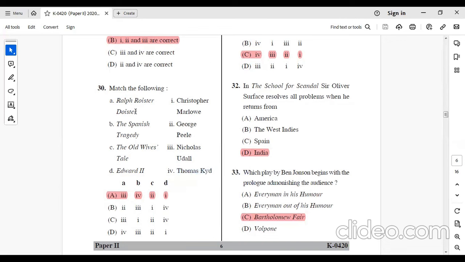Repeat once again. Ralph Roister Doister, Nicholas Udall. The Spanish Tragedy, Thomas Kyd. The Old Wives' Tale, George Peele. Edward II, Christopher Marlowe.